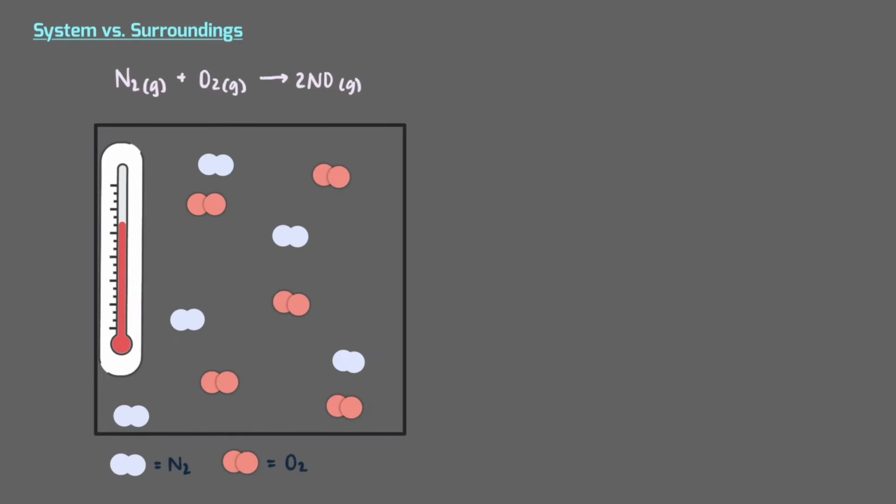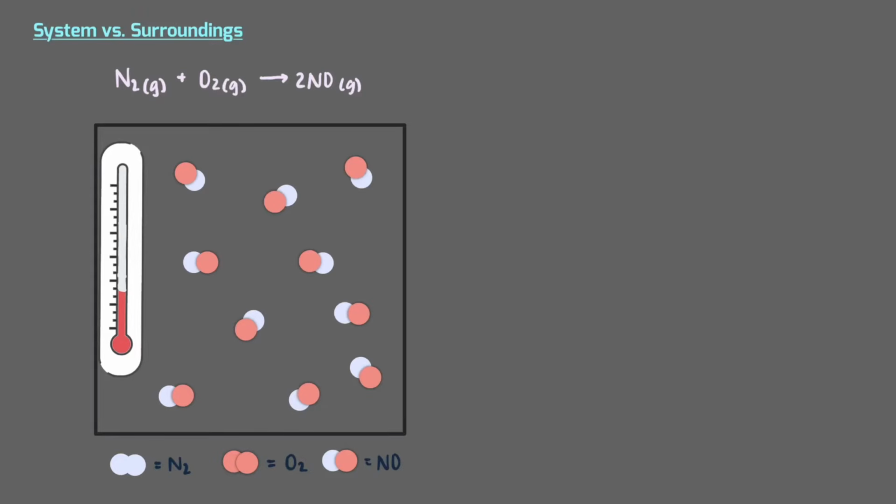In this video, we'll begin our discussion of energy transfer during chemical reactions. Let's take a look at the chemical reaction between nitrogen gas and oxygen gas to make nitric oxide. Before the reaction takes place, we only have nitrogen and oxygen in our container. Notice that the temperature in the container is relatively high. Let's now allow this reaction to proceed.